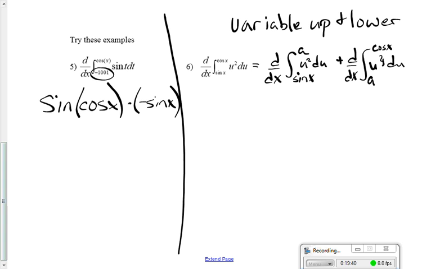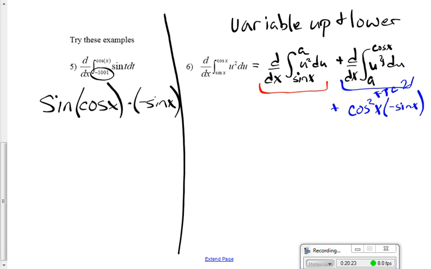Which one of these 2, red or blue, did we learn how to do today? The blue one. We learned how to do the blue one today. And this should be pretty simple at this point. I've got a constant lower limit and a variable, i.e. function, upper limit. So this should just be cosine squared x times negative sine x, right? That's what we learned today. That's fundamental theorem of calculus version 2. FTC version 2.